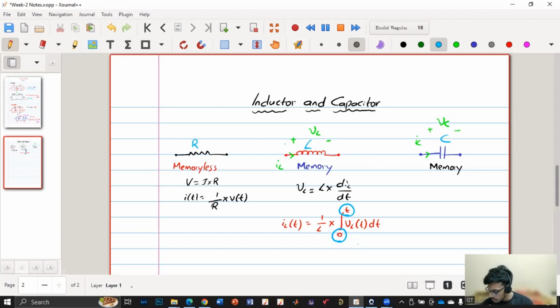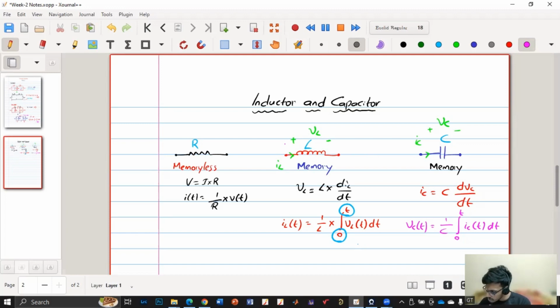Similarly, in the case of a capacitor, what is the relation? IC is equal to C into dVc by dt. So in this case also, if I write the VC expression, it will be 1 by C integral 0 to t IC of t dt. This is again VC of t, as it is changing with time, we are naming it as Vc of t, which is a function of time.